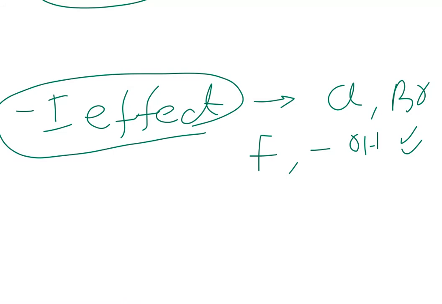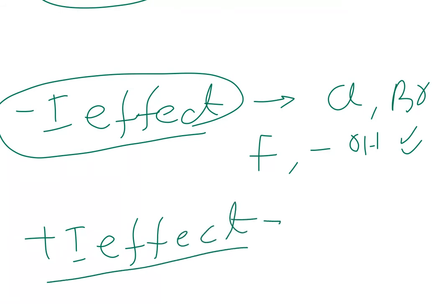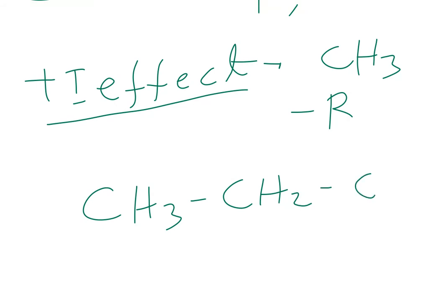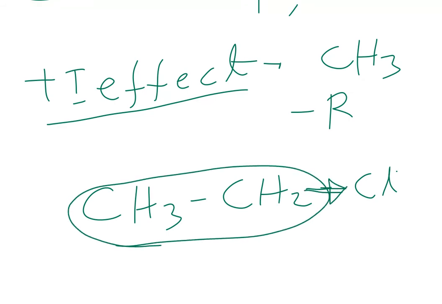Now, what if a group releases the electron? There are some groups which attract the bonded electron less than hydrogen. Hydrogen is considered neutral. Some groups release electrons, the opposite. So that's the methyl or ethyl or alkyl group, all alkyl groups. So when we say CH3 CH2, if we consider this one, this is an electron releasing group. It will give electron away from itself. So this is an electron releasing group.